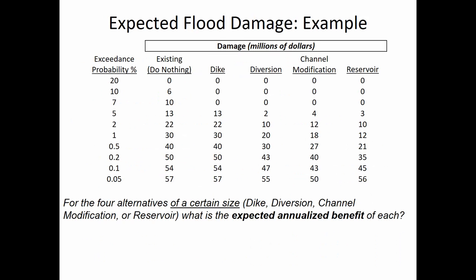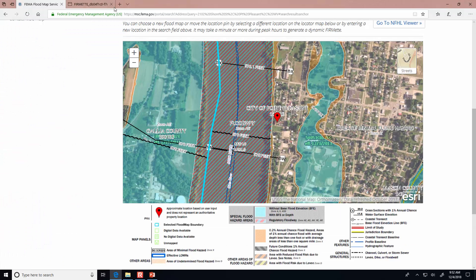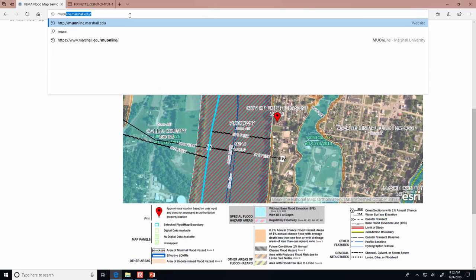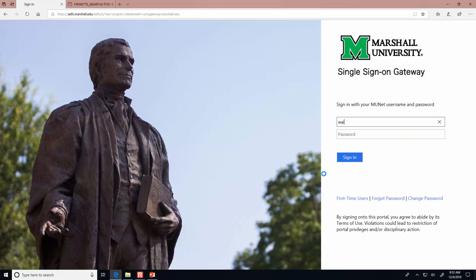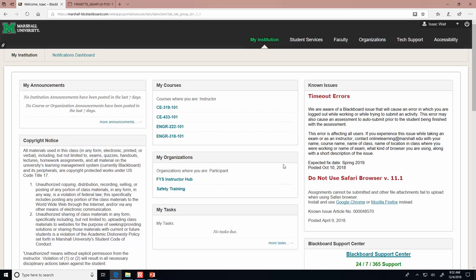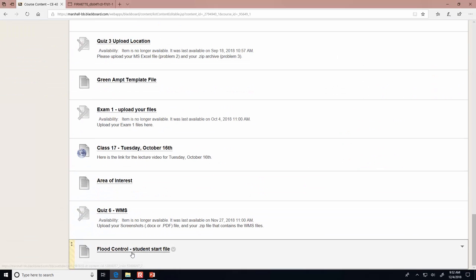Okay, there is an Excel file on MU Online. It's a starting file, just so that you don't have to type all of the spreadsheet in from scratch. So go to MU Online and download that Excel file, and we'll work through it together to illustrate this example. It's at the bottom of the front page.